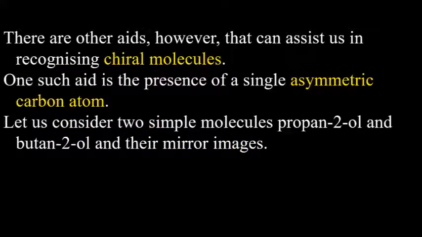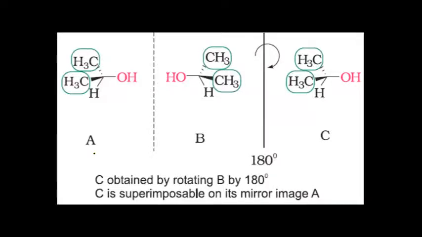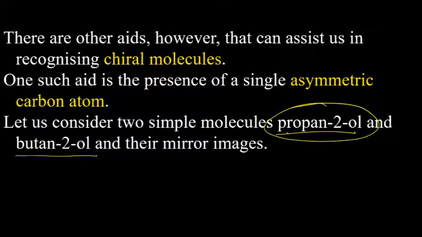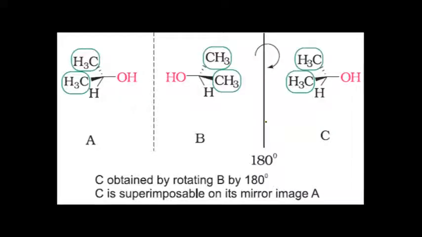Now let us consider 2 simple molecules, propan-2-ol and butan-2-ol, and their mirror images. We are trying to understand how, based on the chiral molecule or asymmetric carbon, we can say whether the compound will show optical activity or not, means whether there will be optical isomers or not. So first one, propan-2-ol. What is propan-2-ol?